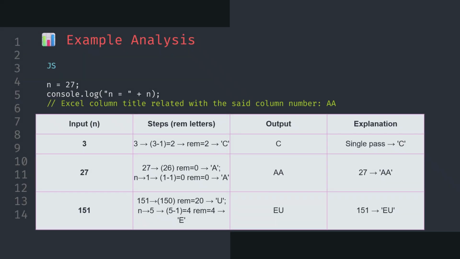This table shows the intermediate remainders and final letters. For 27, we get two letters, first A, then A, which turns into AA. For 151, the remainders map to U, then E, producing EU. Using this table helps us follow the arithmetic.